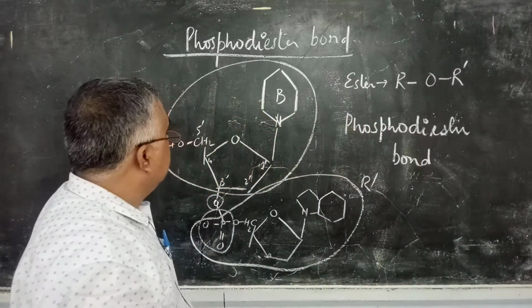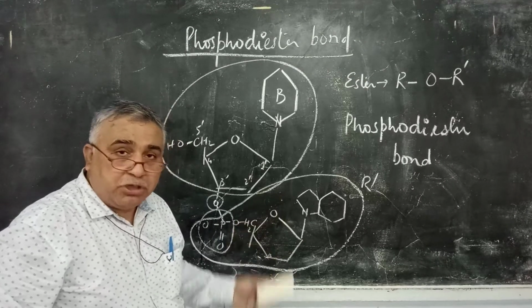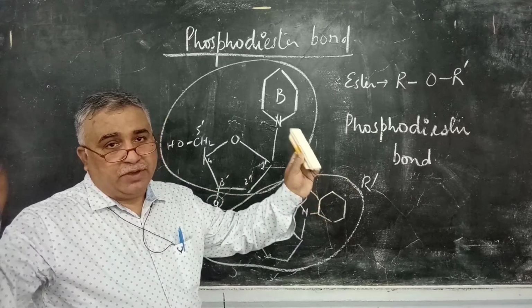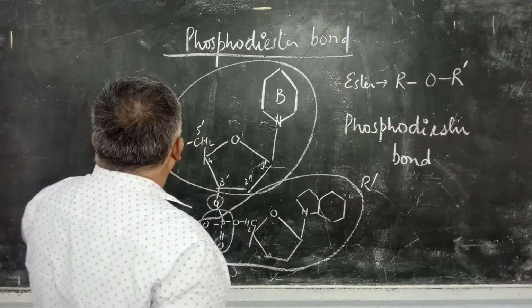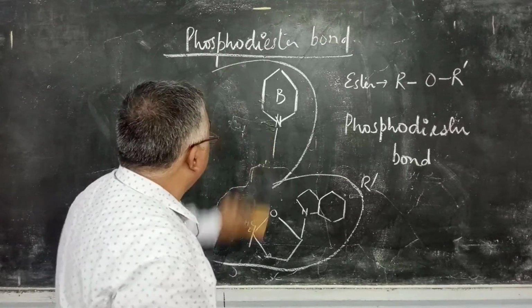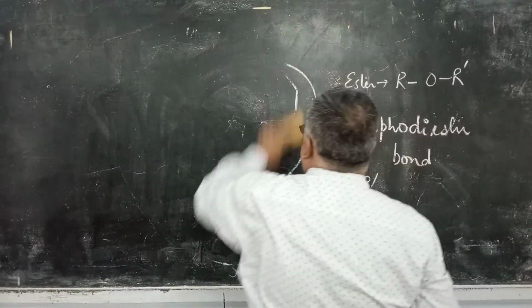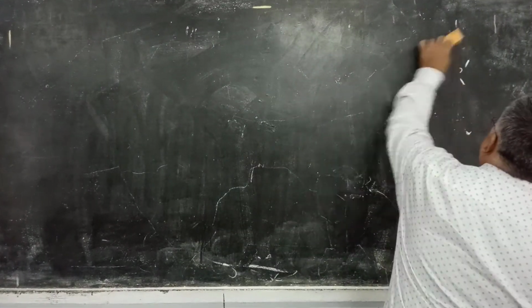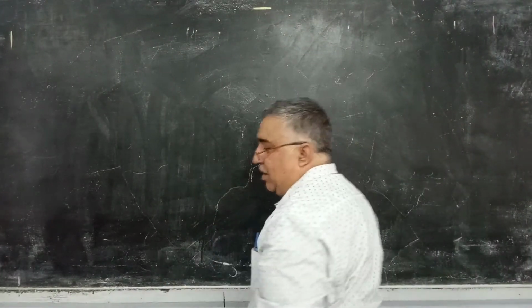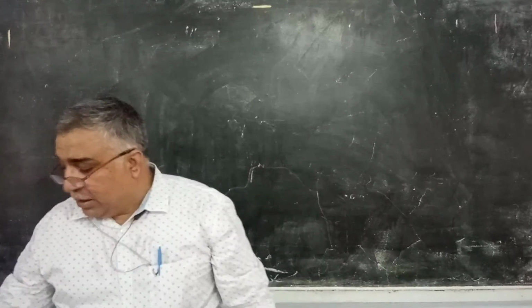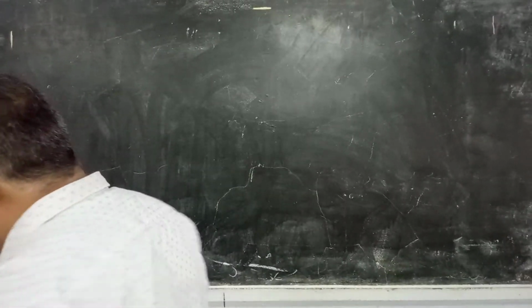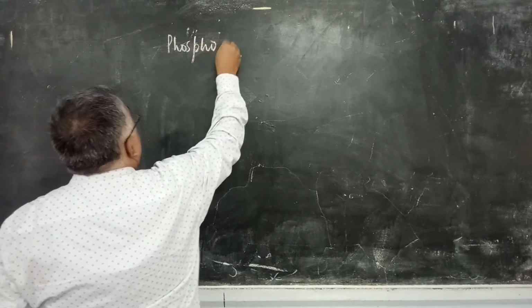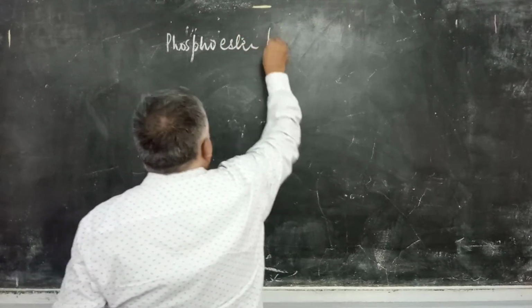Fine. So this is a phosphodiester bond which is responsible for continuance of a nucleotide chain within a DNA molecule. So after this, another important bond that we find, not exactly in a polynucleotide chain but in nucleotides, is known as the phosphoester bond.